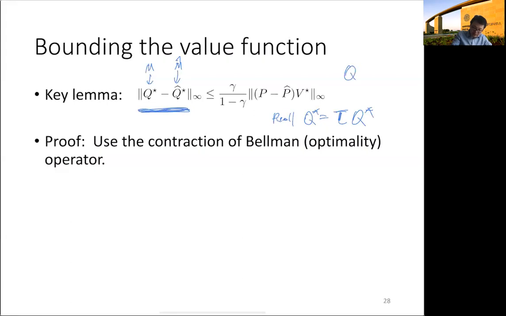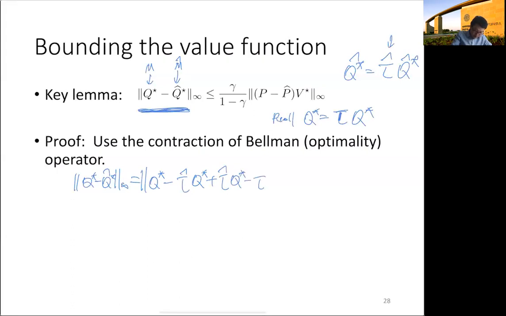So similarly, Q hat star is equal to tau hat applied to Q hat star. This is a Bellman operator corresponding to the approximate MDP. Okay, so let's substitute this. Q hat star minus Q star, let's subtract and add this term in the middle: tau hat Q star minus tau hat Q hat star.